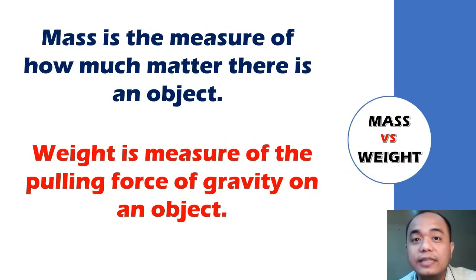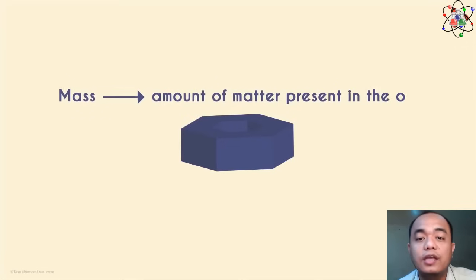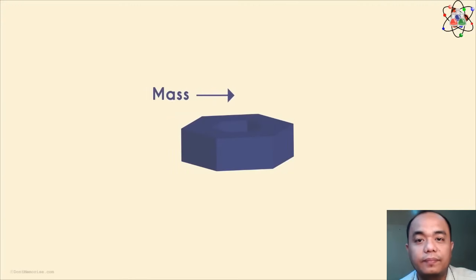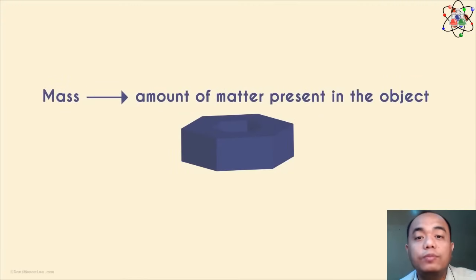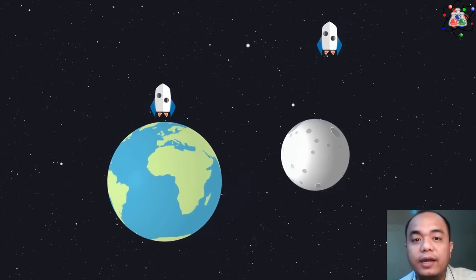As I give you more examples later on, I hope you could now really understand the difference between mass and weight. Now, for you to understand better the meaning of mass, let's consider this illustration. So again, mass is the amount of matter present in the object. So let's take the same object in two different places. Yung isa nasa Earth, yung isa nasa Moon. Pero parehong object lang to.